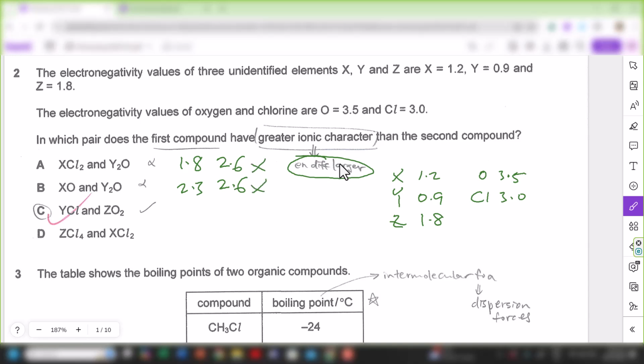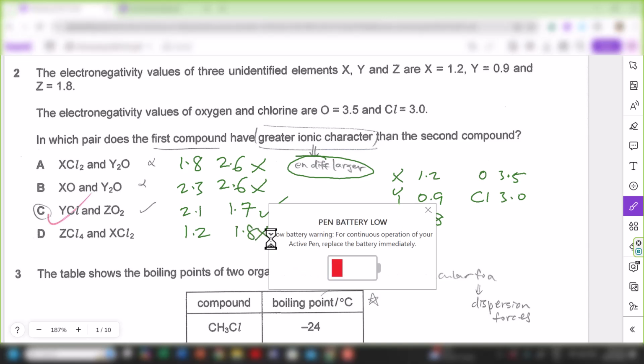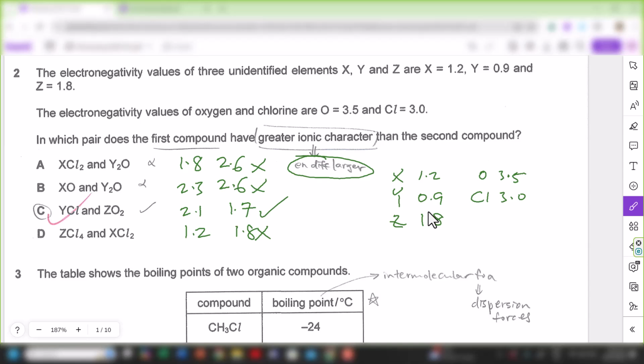For YCl, that will be 3.0 minus 0.9, that will be 2.1. Then ZO2, that will be 3.5 minus 1.8, so 1.7. The first one is bigger than the second one, so the first compound has a greater ionic character, so I'll pick option C. But to ensure that I'm on the right track, let's look at D. ZCl, that will be 1.2, XCl2, that will be 1.8. The second one is bigger, so I'm going to cross this out. So in this case the option is C.